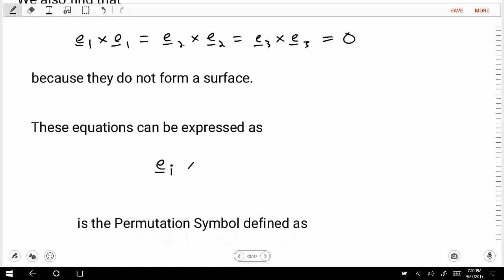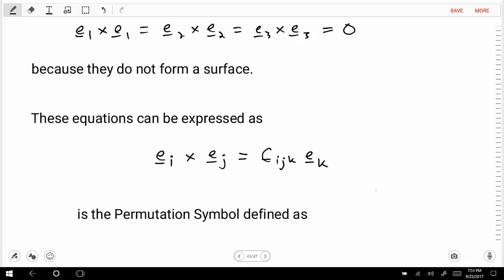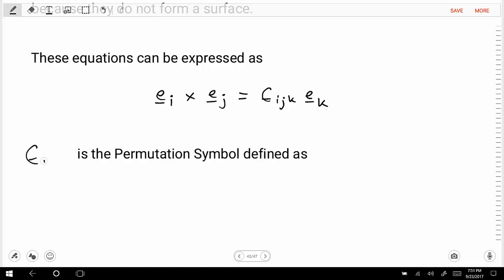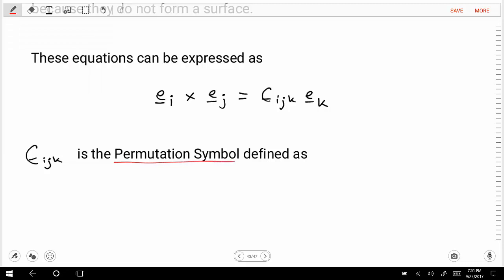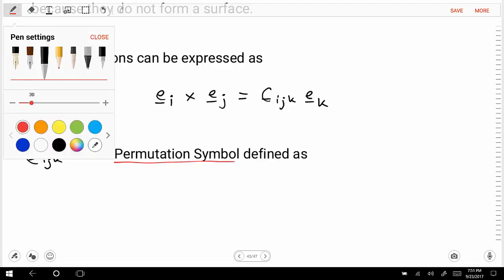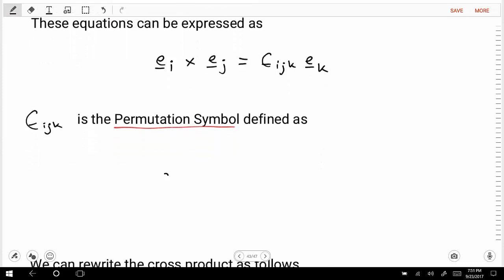The cross product of base vectors I and J is going to be equal to epsilon ijk times base vector k, where our symbol epsilon ijk is our permutation symbol, and it symbolizes the following operation, where epsilon ijk is equal to one of 3 options.